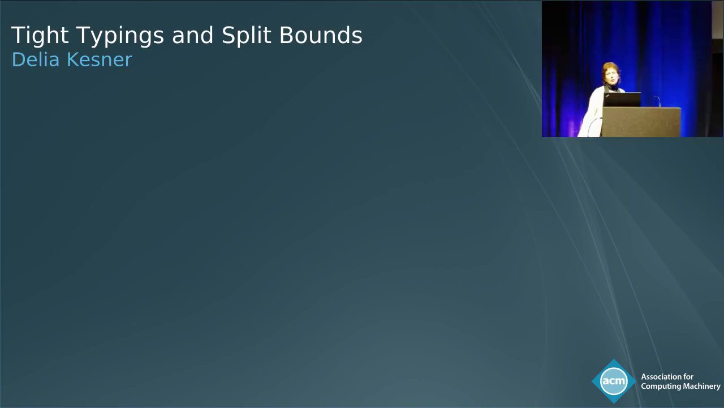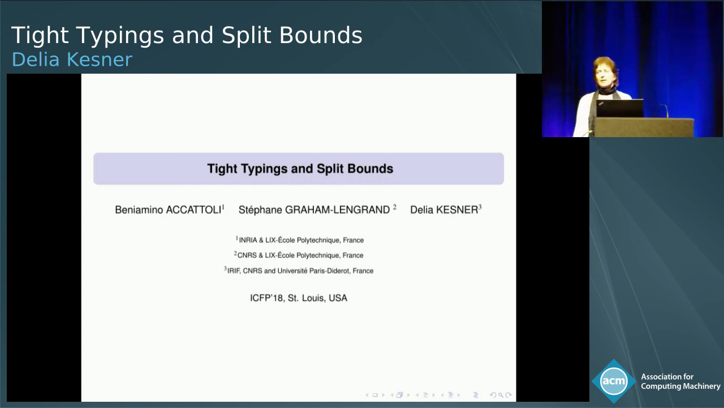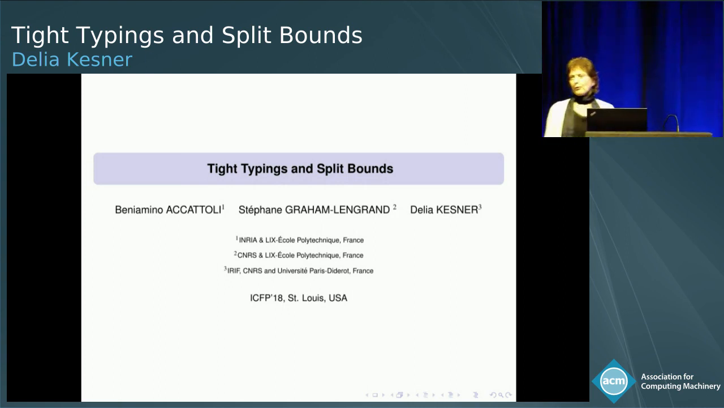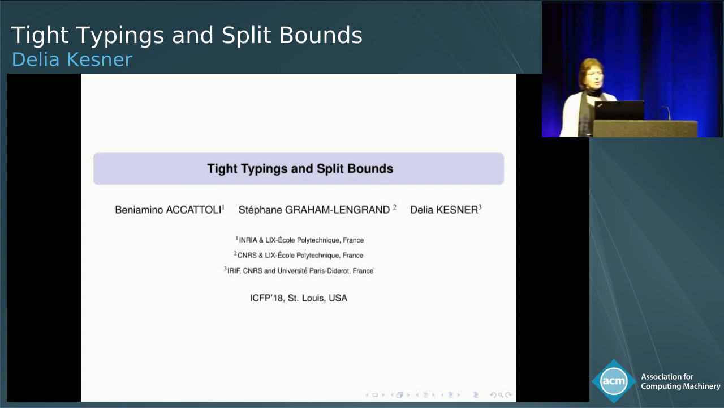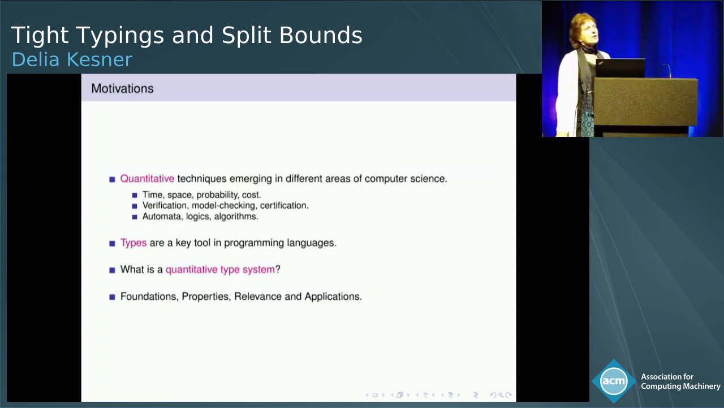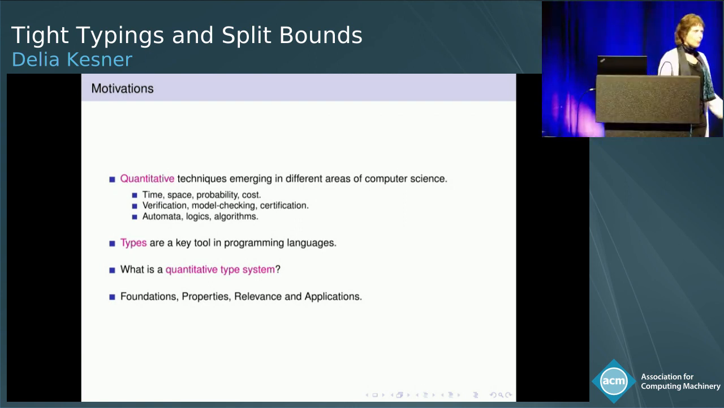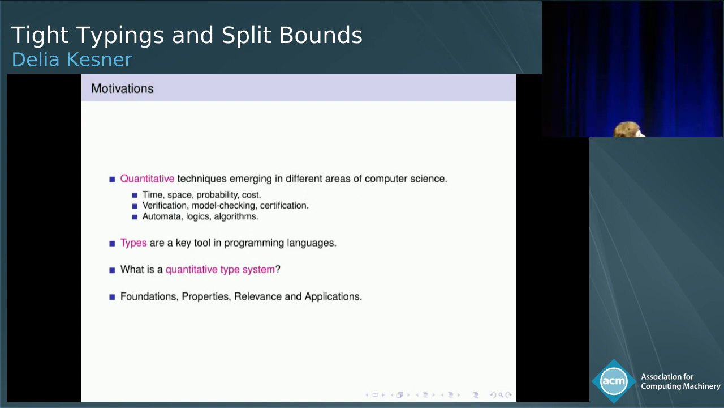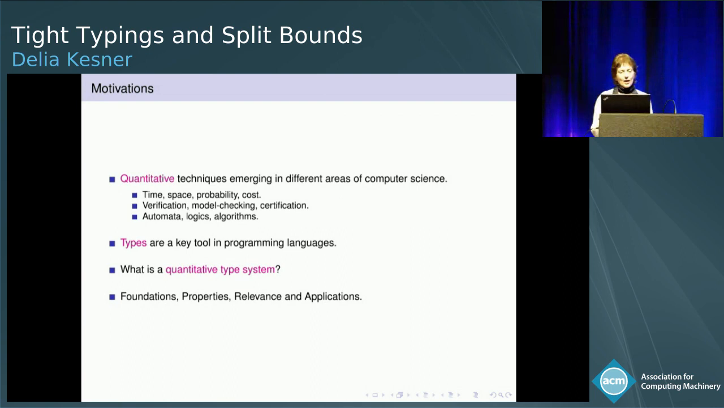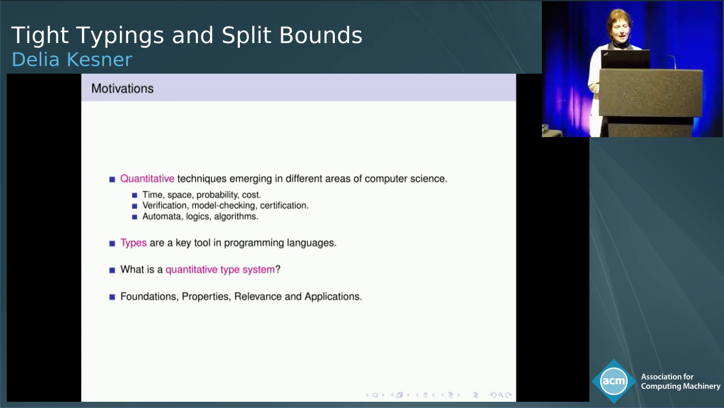So this is joint work with Beniamino Accattoli and Stéphane Graham-Lengrand, both from École Polytechnique. The idea of this work is to understand what a quantitative type system is. Quantitativity is a concept emerging in different areas of computer science, and we would like to give at least a first answer to this question. So I will discuss some issues related to that.